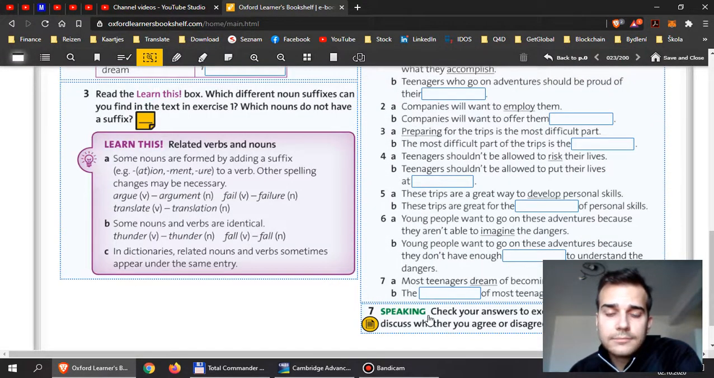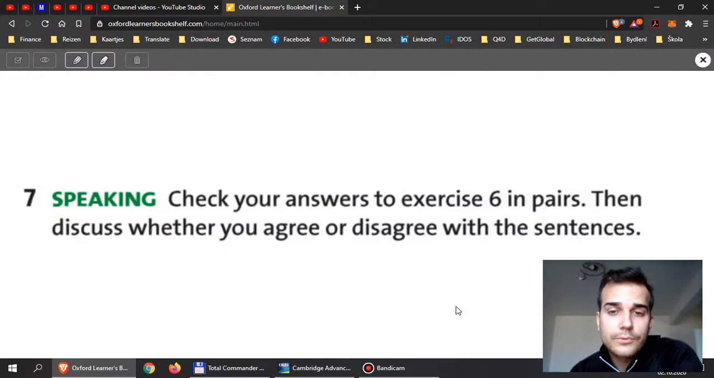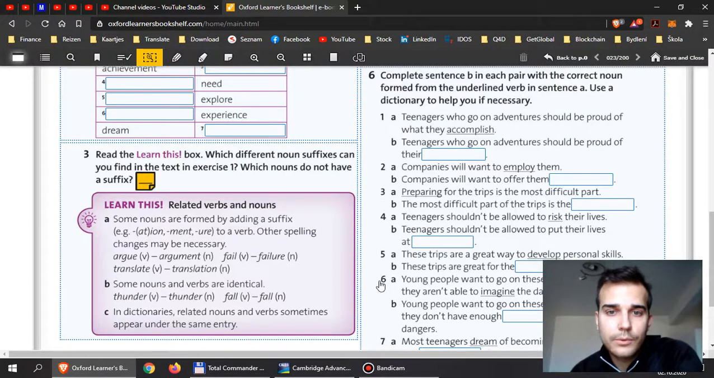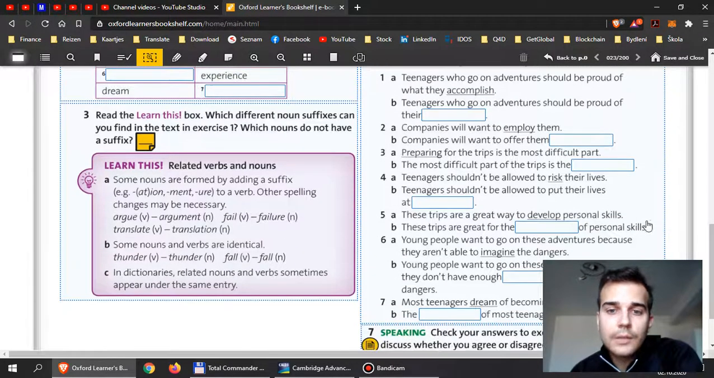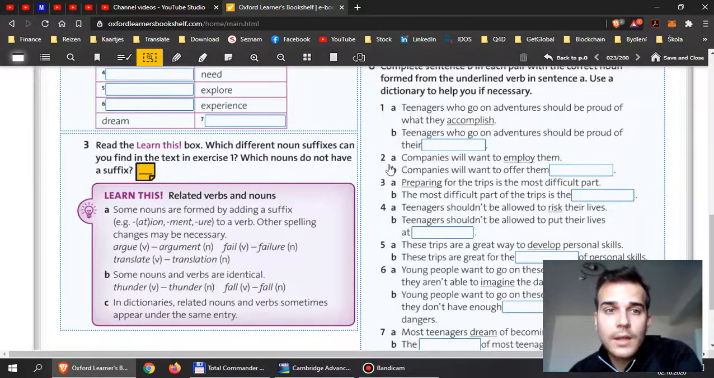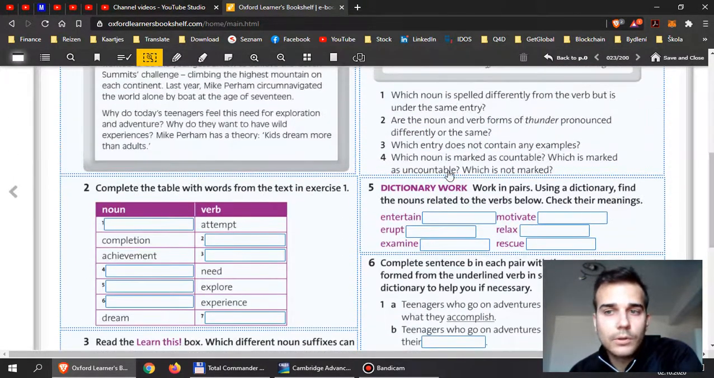And then I want you to create a short video or a listening, just some MP3 if you want. Just use your phone for that and upload it together with the photo. Check your answers to exercise 6 in pairs, and then you will tell me in this listening whether you agree or disagree with the sentences here. The sentences we're talking about are 1, 2, 3, 4, 5, 6, and 7. You tell me if you agree or disagree and why. Don't forget to say why. All right, this will create a mark from all of this, from the student's book.